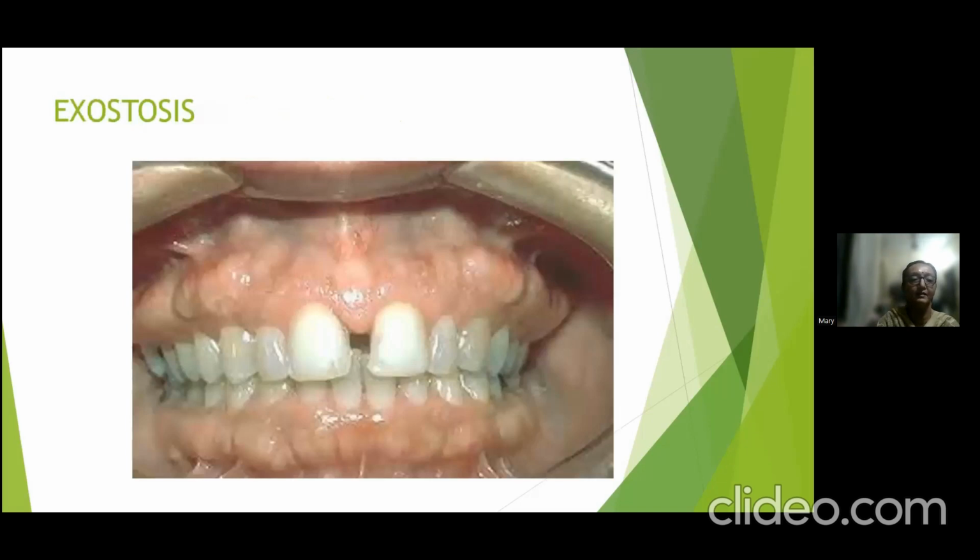And this is another abnormal bony contour, and the condition is normally referred to as an exostosis. This might occur in a generalized manner. It can also occur in a localized area. It usually has an idiopathic etiology and is not related to any periodontal defect.